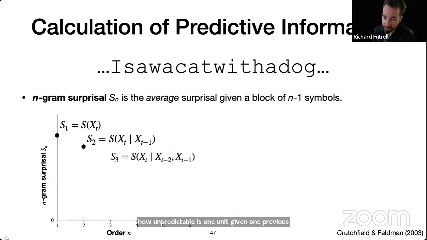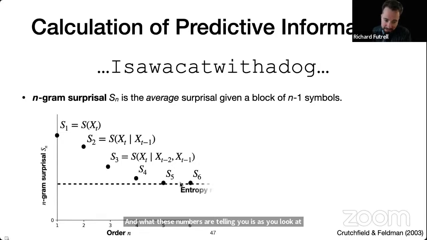And then you can think about the trigram surprisal. Now you're predicting one thing given two previous things. And then you can keep on doing this, and you get a nice curve like this. And what these numbers are telling you is, as you look at successively more and more context, how much easier is it getting to predict things?